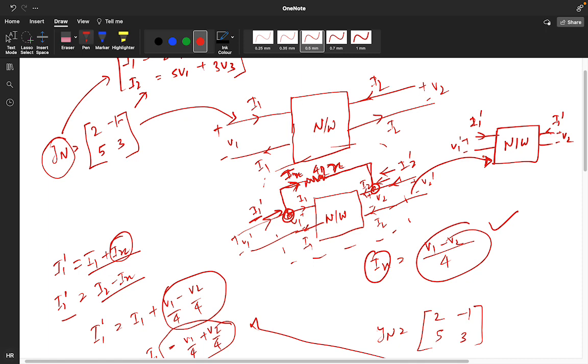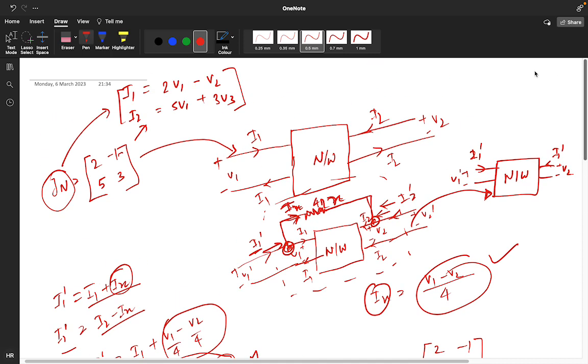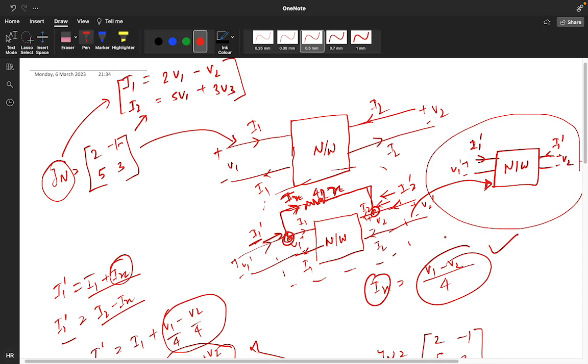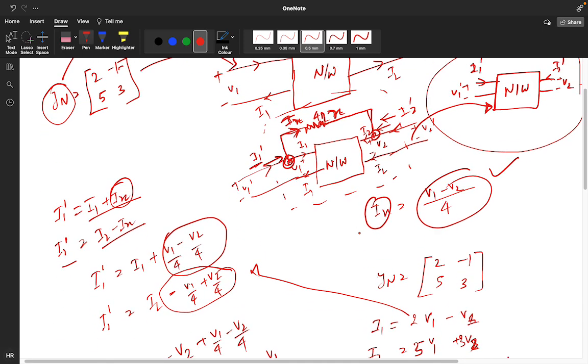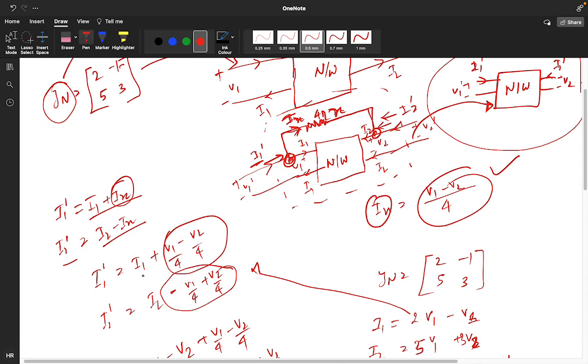Yeah, so what I'm telling, this is I1 dash, this is I2 dash. So V1 dash means, this is the replica of this. So now I am solving this particular network for this part. If you solve this particular network, you have the equation I1 dash is equal to I1 plus V1 by 4 minus V2 by 4, and I2 dash is equal to I2 minus the same.